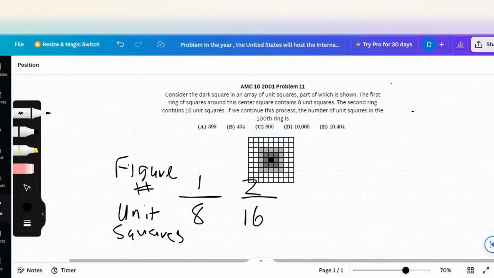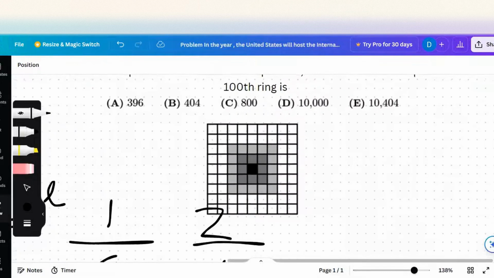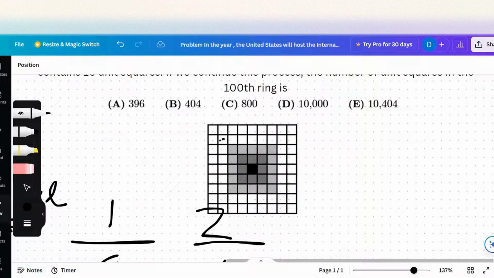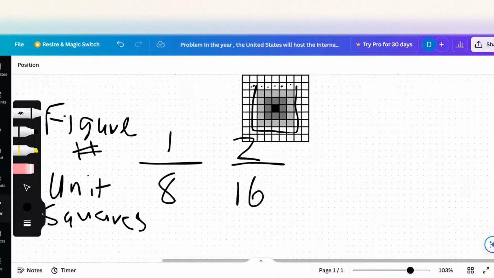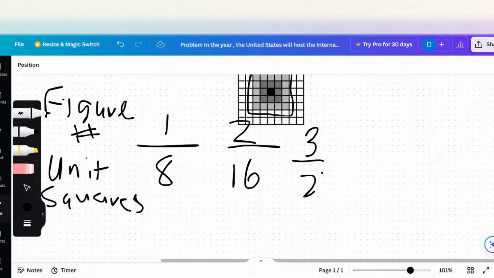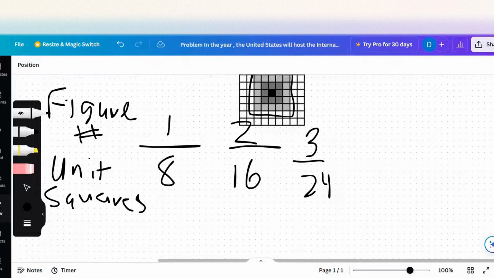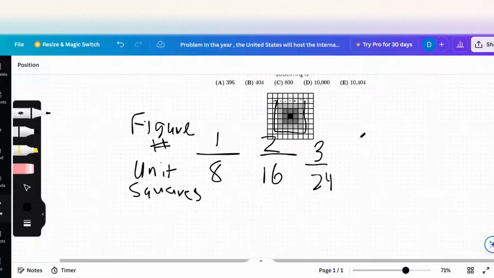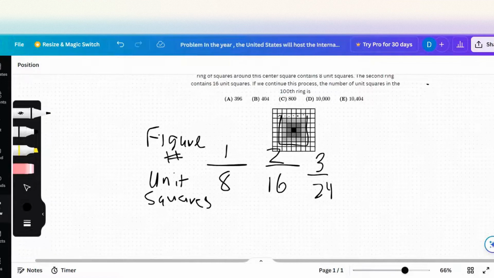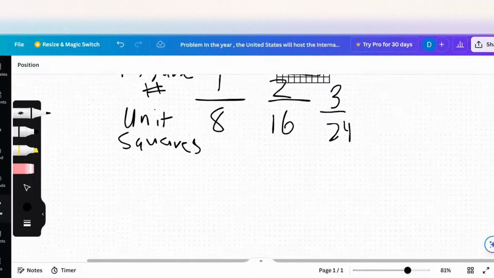To double check, we can continue this pattern and find that in the third figure there's 1, 2, 3, 4, 5, 6, and we just count all of them, and it is 24. So we can see that the simple pattern is just adding 8 for each increasing figure, and that makes our lives much simpler because we can simplify this.